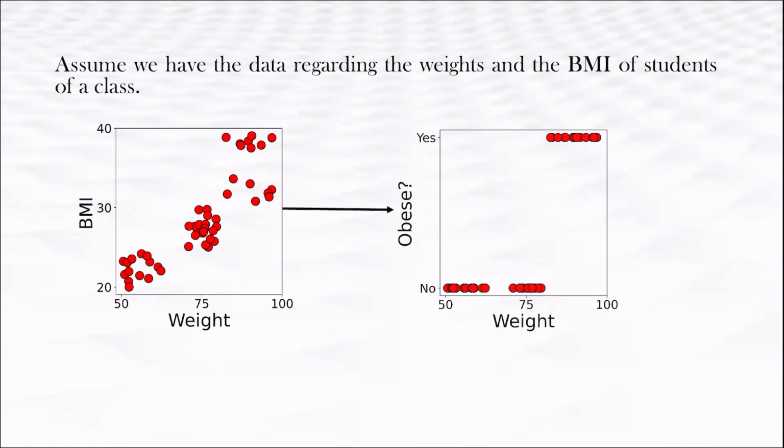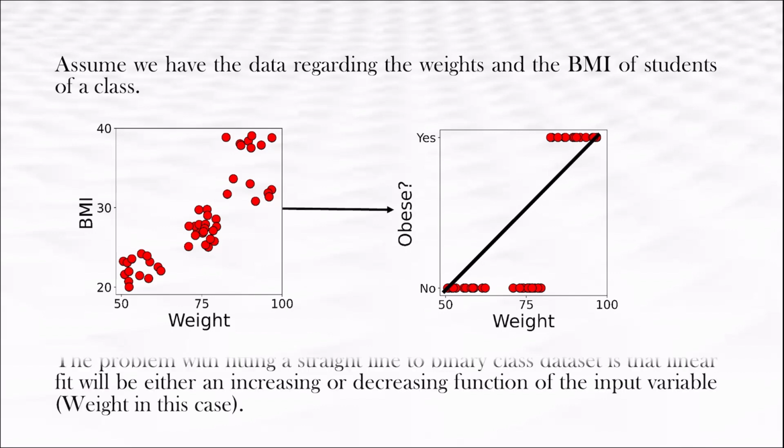One of the possible solutions to this problem is fitting a straight line similar to linear regression. So in this case, using the weights as features, I will predict a continuous value between 0 and 1 by fitting a straight line. However, there is a problem with the straight line fit for a binary class dataset, because the linear fit will either be an increasing or decreasing function of the input variable, which in this case is the weight. And as the value of the input variable increases, the resulting fit will grow very large and will give me unexpected results.